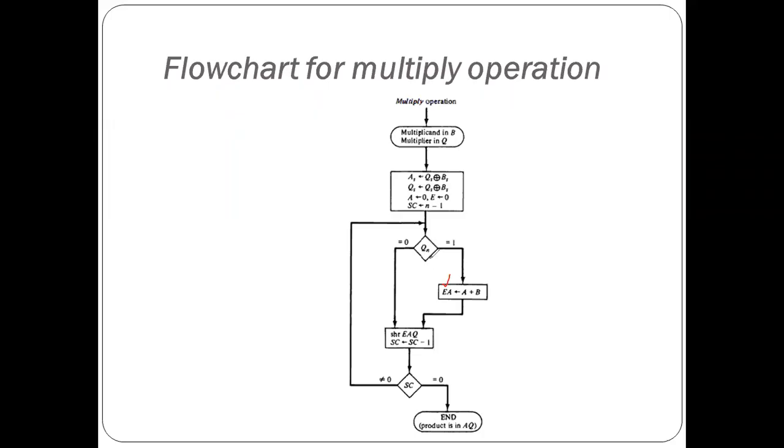One bit has already been inspected, so the sequence counter is reduced by 1, and we check for 0. If it has not reached 0, then again inspect the next subsequent bit. If it is 0, you won't perform any addition. We directly shift the product EAQ, reduce the count by 1, and go on continuously till SC becomes 0. As and when SC becomes 0, the product is in the AQ register, and the sign is available in AS. This gives you the total 10-bit result.